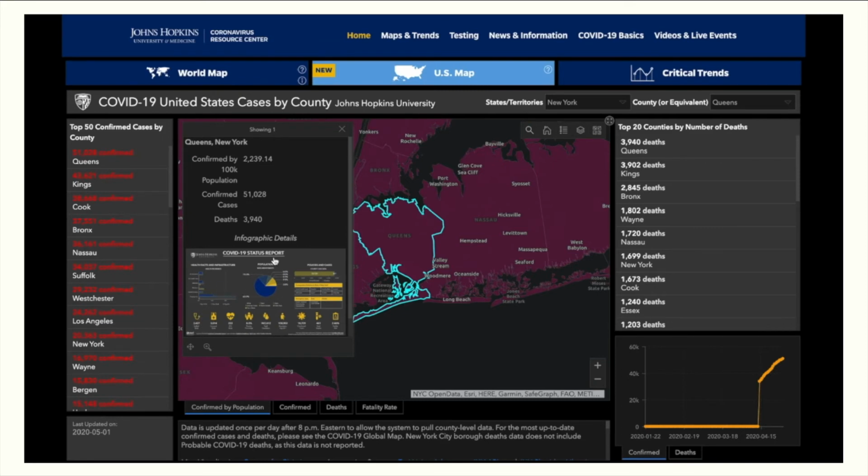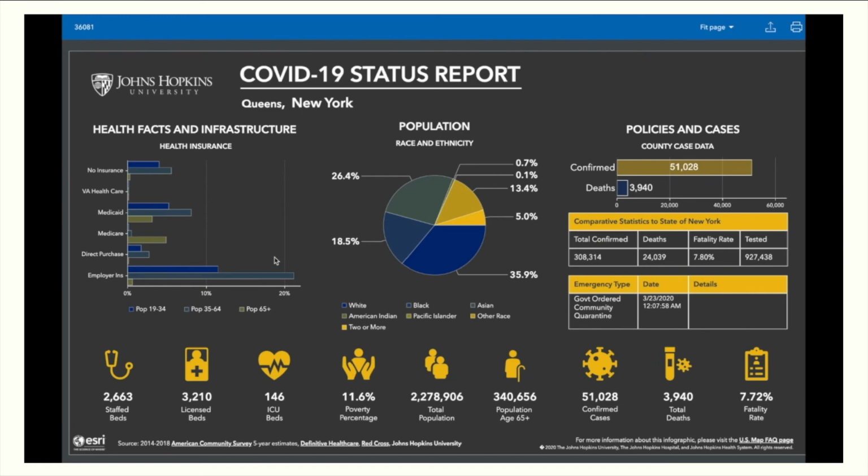So I'm going to go and click on that. So I really think this is really cool. So I'm just gonna briefly talk about what's on here, what some things that we can look at here. So right now they have reported that 927,438 have been tested, and out of that number, 308,314 have tested positive. And right now we are seeing 24,039 deaths.